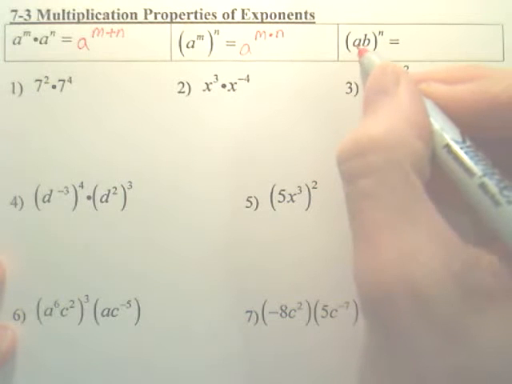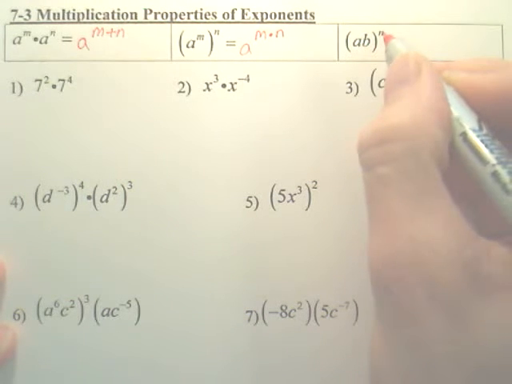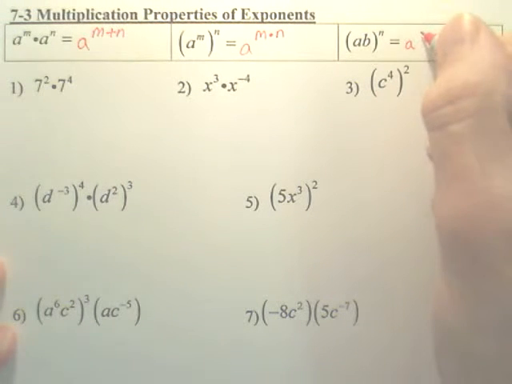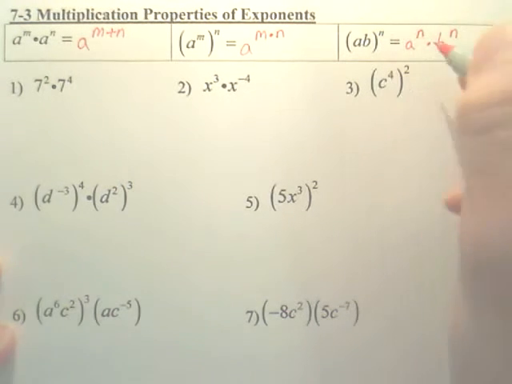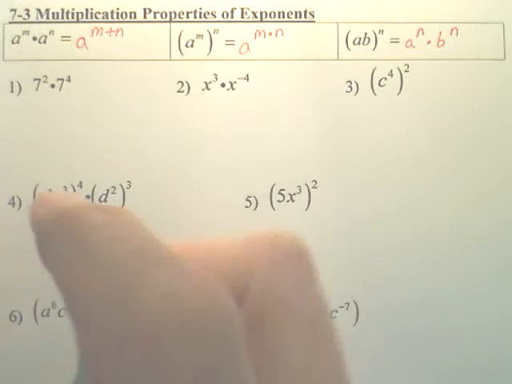And for this one, you take two terms that are multiplied, and they both go to the nth. So this whole thing to the nth would be a to the nth times b to the nth. It's kind of like the n distributes to both pieces. So those are your three properties. You need to know those to do the next couple problems.